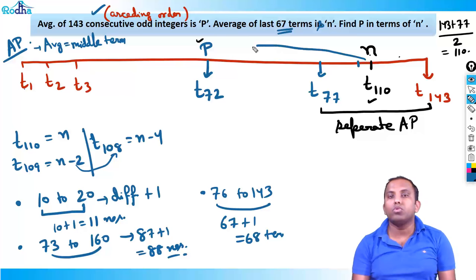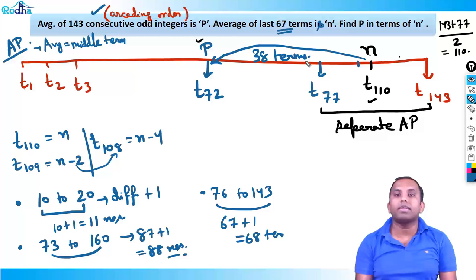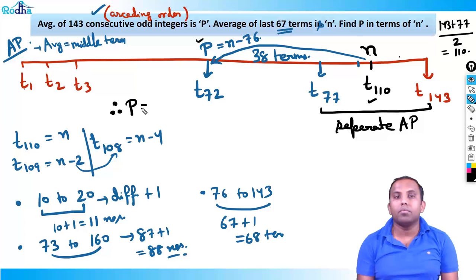From T110 to T72, how many terms do I have to go back? I have to go back 38 terms. Each term decreases by 2. So 38 into minus 2 is minus 76. So P is equal to N minus 76. Therefore, this is the answer. Therefore, P is equal to N minus 76. This is the answer for this question.